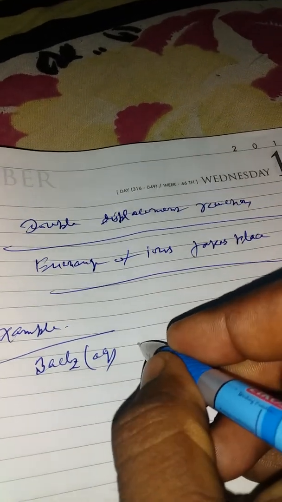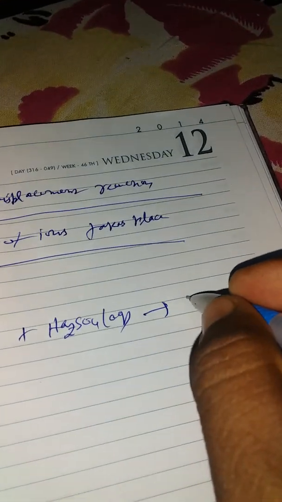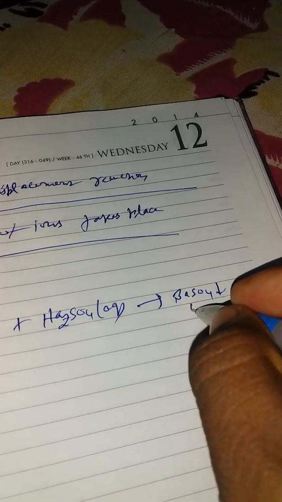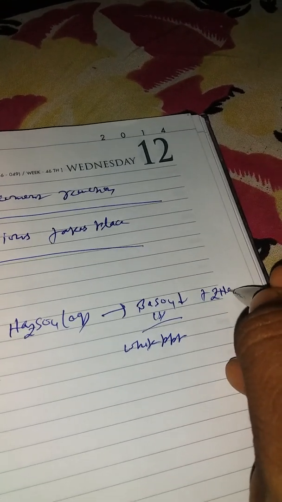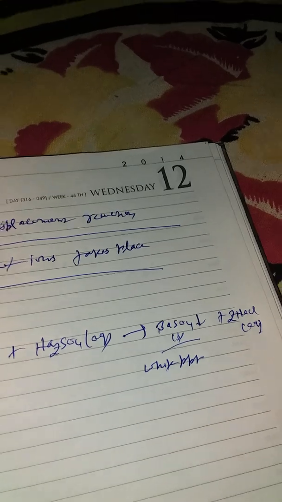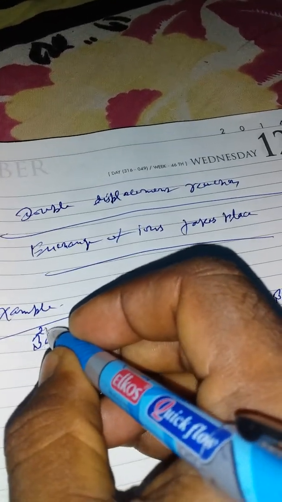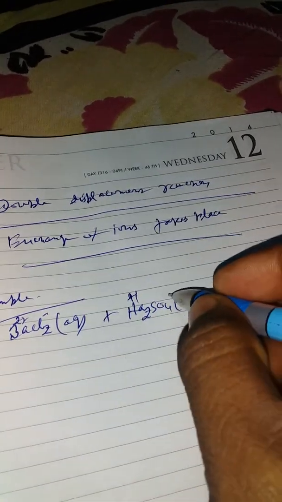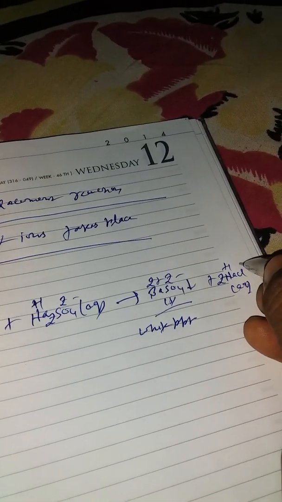aqueous BaCl2 reacts with aqueous sodium sulfate to form BaSO4, a solid white precipitate, plus 2NaCl aqueous. In this reaction, there is exchange of ions, because Ba carries 2 plus, Cl minus, Na plus 1 and SO4 2 minus, and after exchange, Ba 2 plus with SO4 2 minus, Na plus 1 with Cl minus 1.